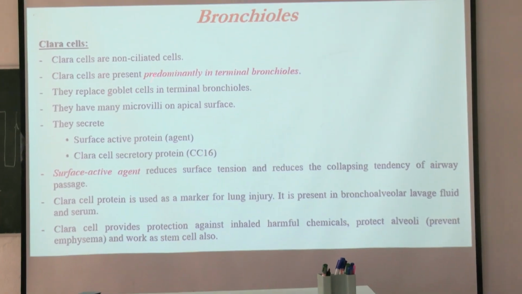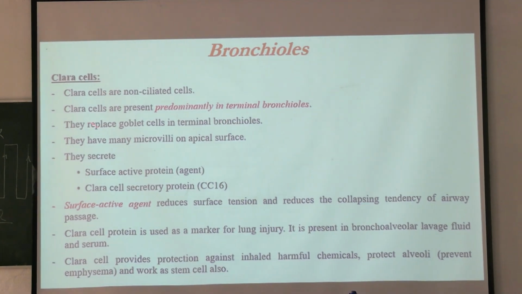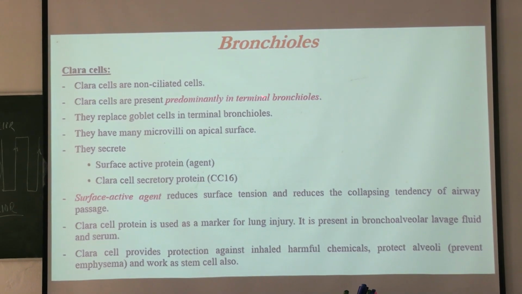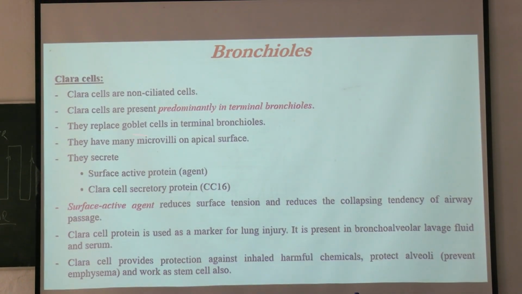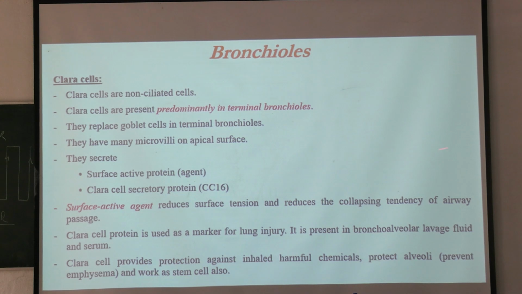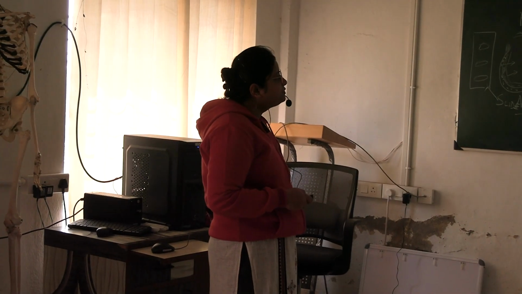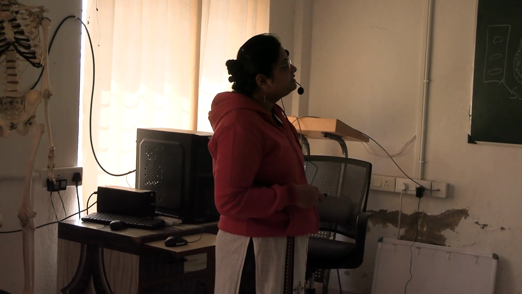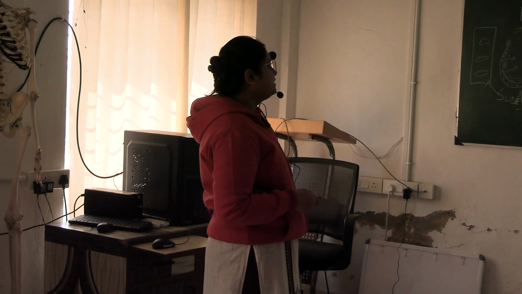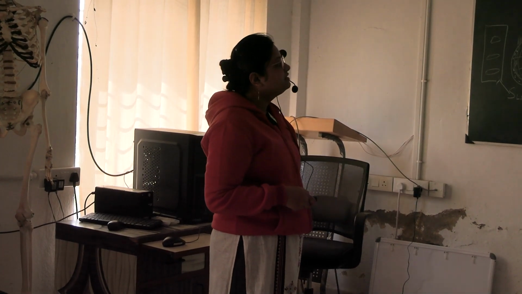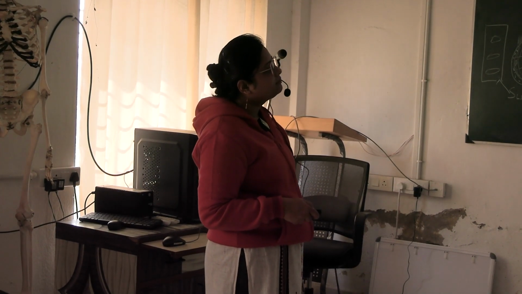So Clara cells are non-ciliated cells. Clara cells are present predominantly in terminal bronchioles. They replace the goblet cells in terminal bronchioles. They have many microvilli on the apical surface, and they secrete surface active protein and Clara cell secretory protein. Surface active agent reduces surface tension and reduces the collapsing tendency of the airway passage.